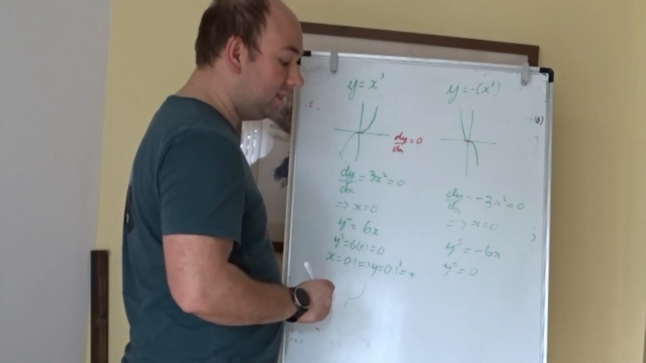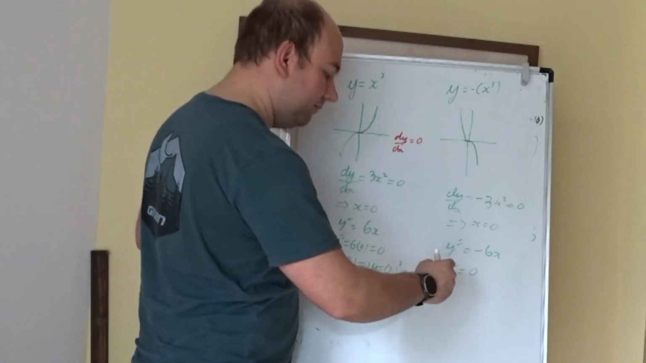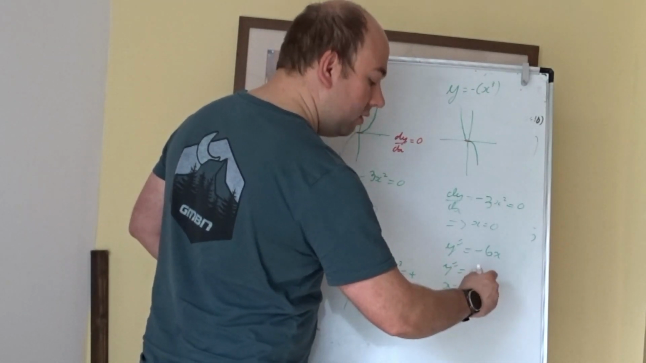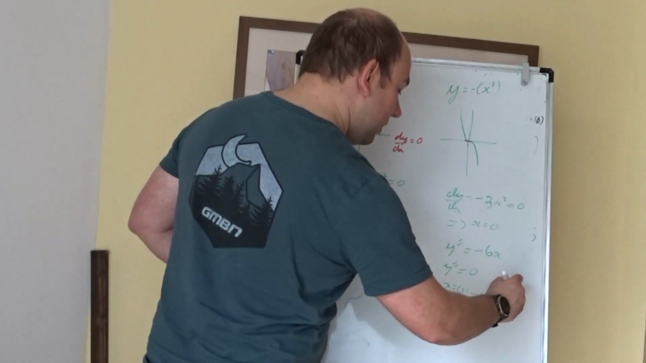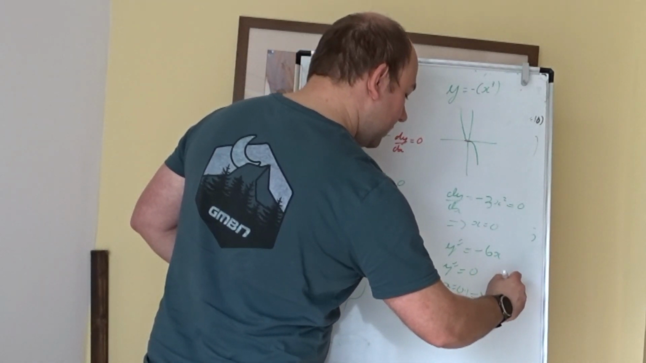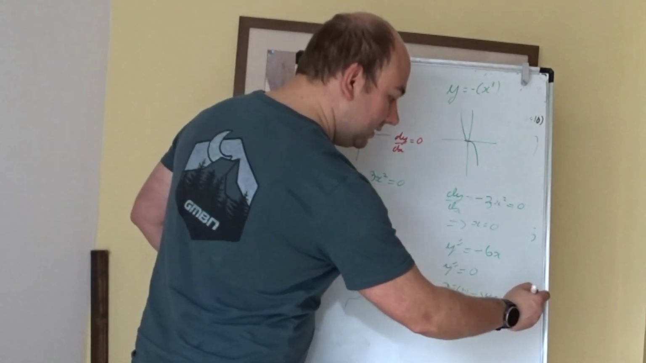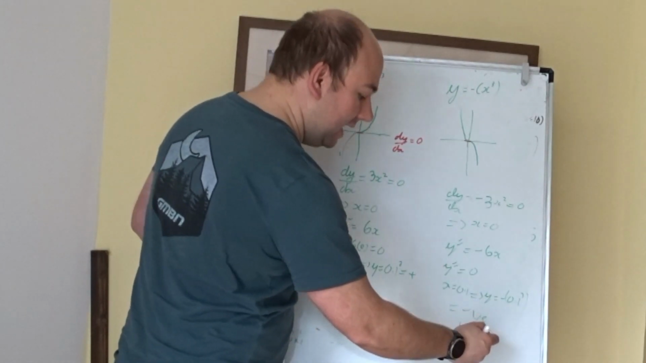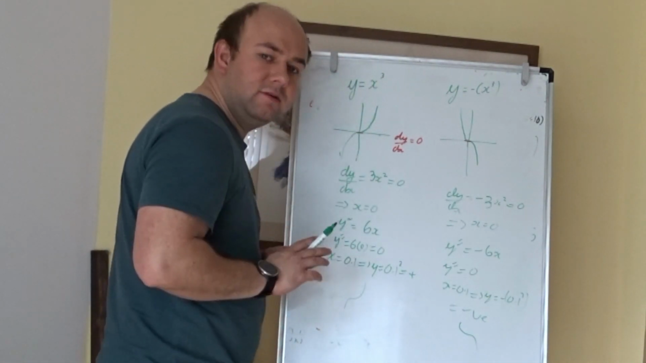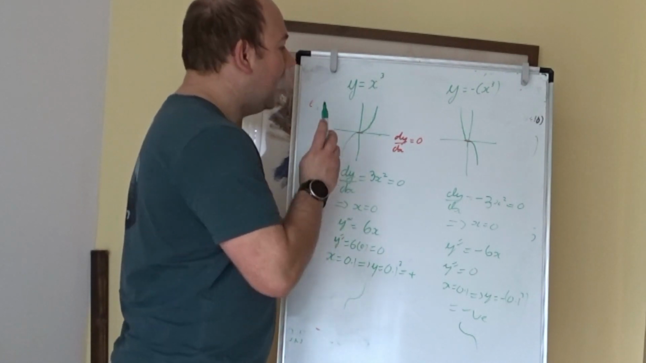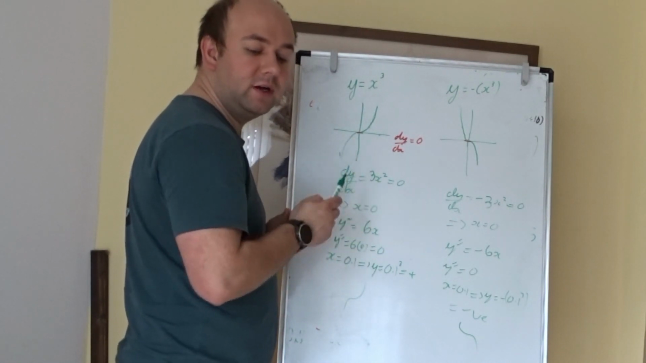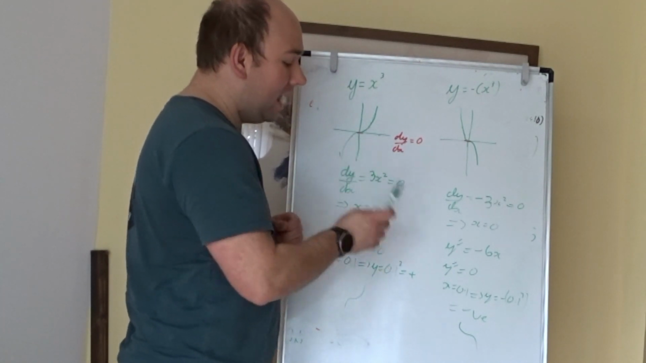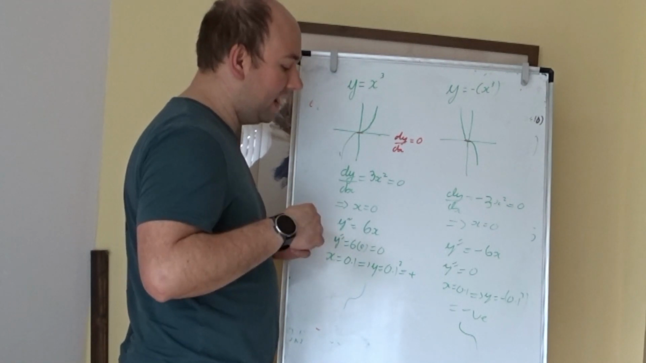If I do the same on this one, so if I put in x is equal to 0.1, then this would give y is equal to a negative value. Therefore, it's a decreasing slope. So that's the way of seeing if your function at a point is an inflection point rather than a maximum or minimum, and then determine the nature of the inflection point.